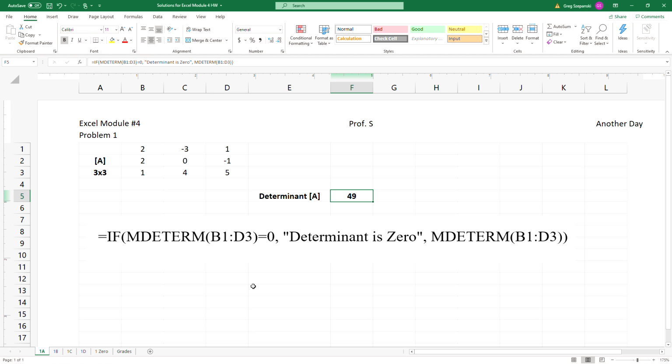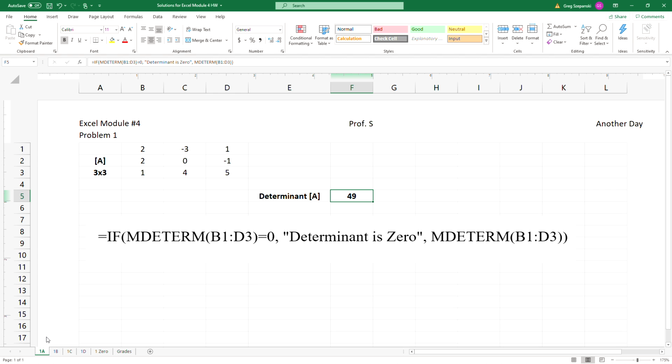And I'm calculating and finding out if the determinant of that matrix is equal to 0. If it's true, it's equal to 0, then the message will be printed as "determinant is 0." If it's false, then it will calculate the determinant. For this particular case, the determinant is 49, which is not 0, so the number 49 is displayed there.